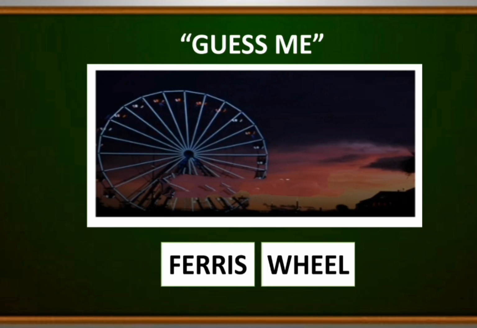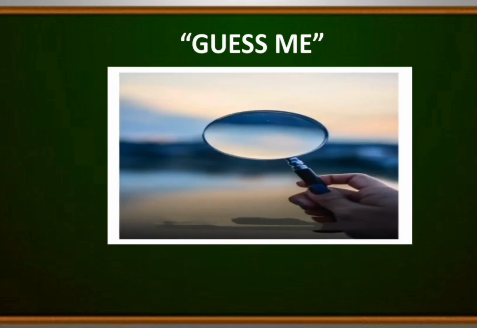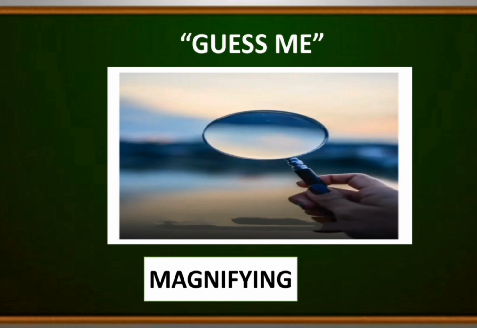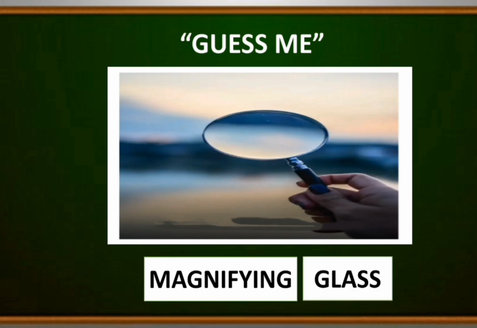Here is the first picture. It is an English two-word term which is known as a carnival ride where passengers are carried around a vertical wheel. Can you guess what is in the picture? You are correct. It is a Ferris wheel. How about the next picture? It is described with a convex lens that is used to produce a magnified image of an object. You are right. The answer is magnifying glass.